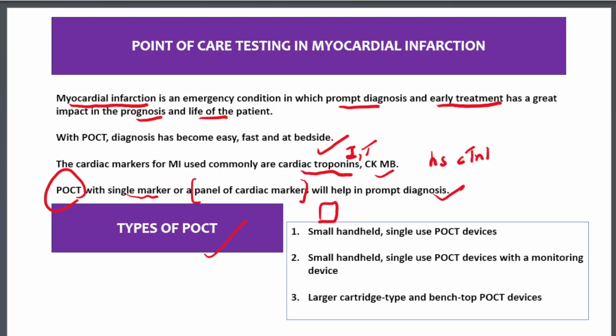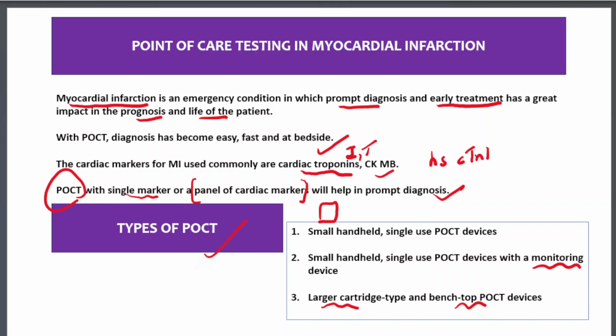Yes, a small handheld single-use device, right? And also you can have a small handheld single-use device with a monitoring device. And also you can have a large cartridge-type or benchtop POCT device. These are the three types of POCTs. And a POCT device can incorporate many different methodologies.